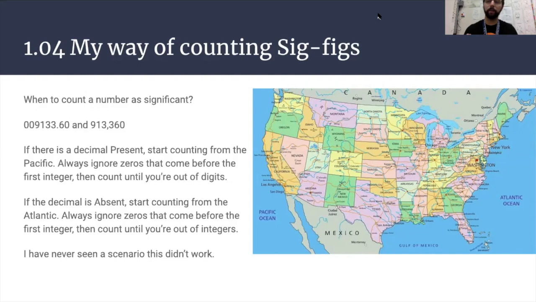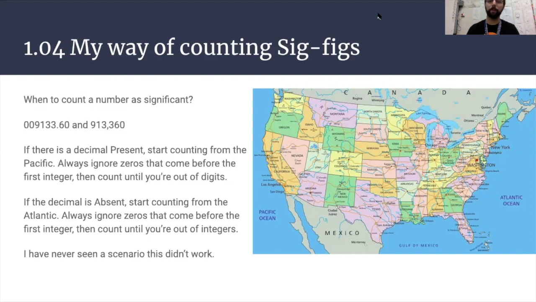Don't count until you're out of digits, because sometimes there's some zeros just sitting at the front of a number for no reason, like the number I made up there. But we'll start counting from the right. So for 913,360, start counting from the right. You have a 0. Don't count the first zeros. Then you have 6, 3, 3, 1, 9. So that has 5 sig-figs. The other one had 6. And then you wouldn't count any zeros that came after that 9.